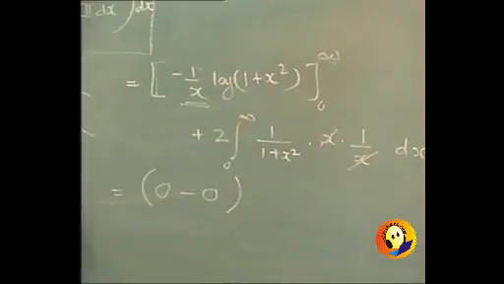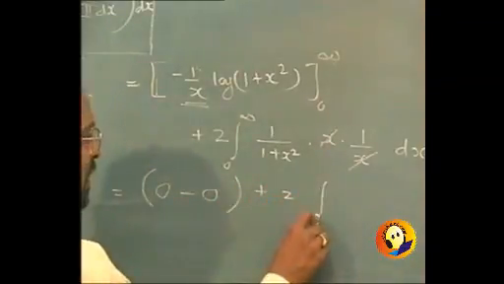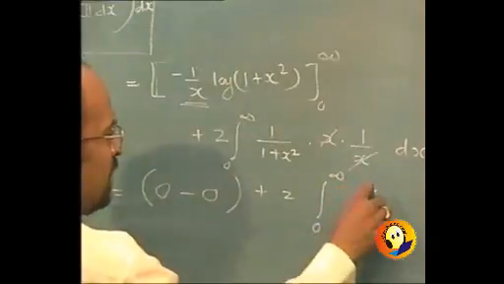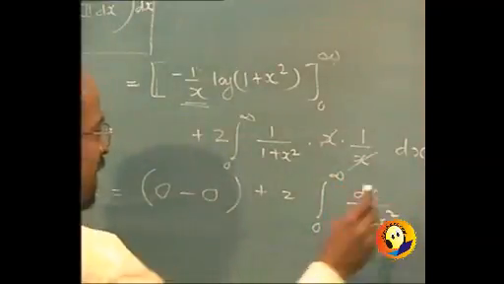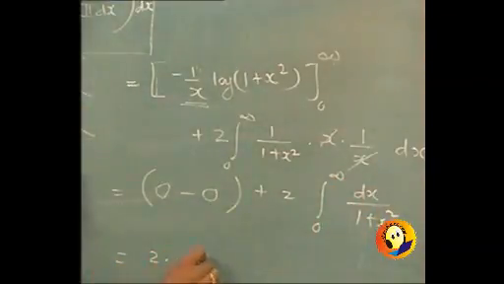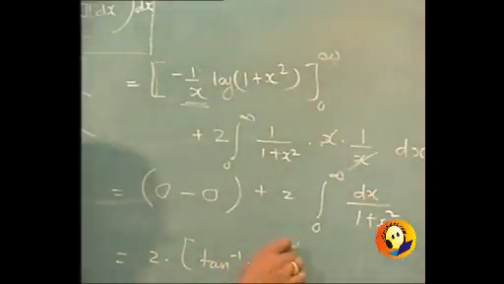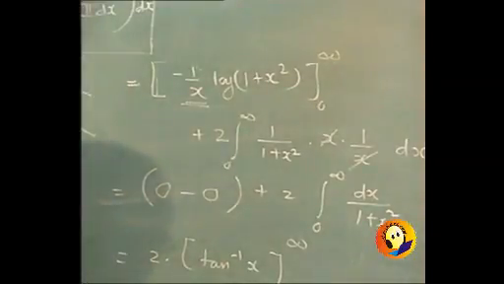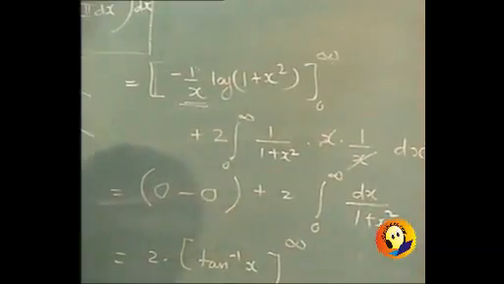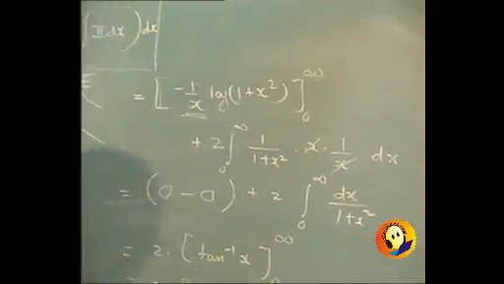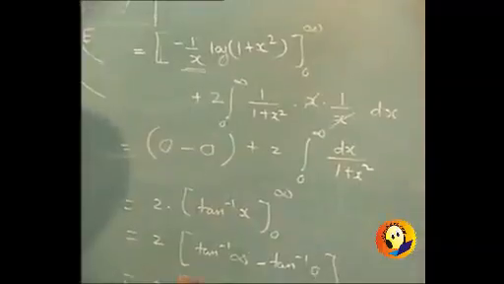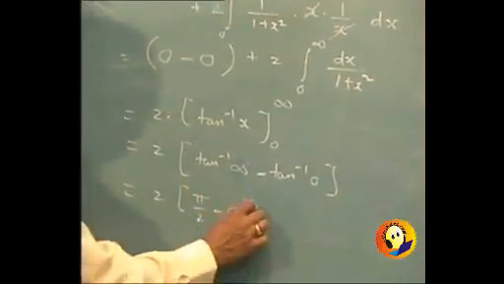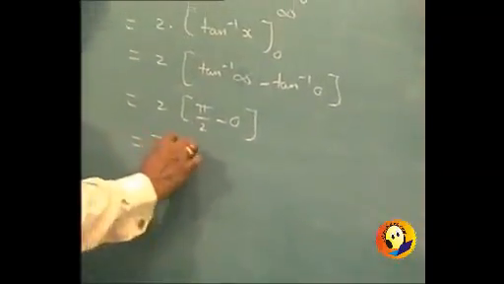And the second integral that we have is plus twice integral 0 to infinity dx upon 1 plus x square. This is the direct formula. It will be twice tan inverse of x within limits 0 to infinity, which will be 2 into bracket tan inverse infinity minus tan inverse 0. So it will be pi by 2 minus 0. Answer is pi.